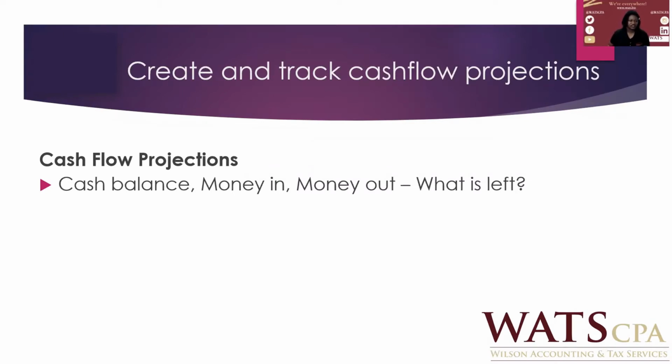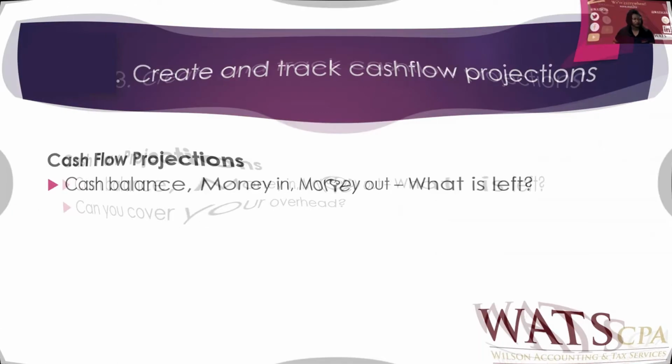It's pretty much your cash balance, that beginning cash balance, and then you're tracking all of the money coming into the business and all of the money going out of the business. It's what's left. So, not a profit and loss or the net income, but we're looking at every single dollar, whether it's a balance sheet item or a profit and loss item. We're looking at all the money that came in and all the money that went out.